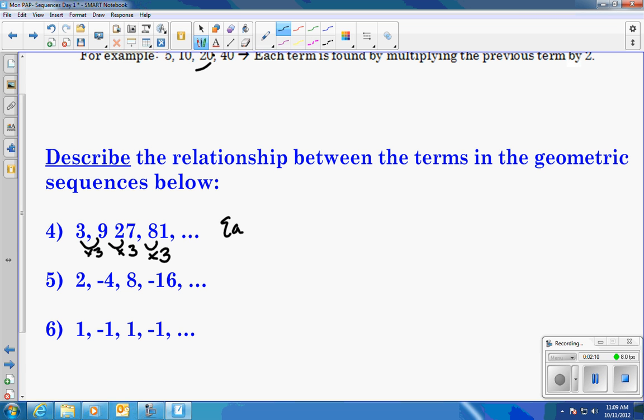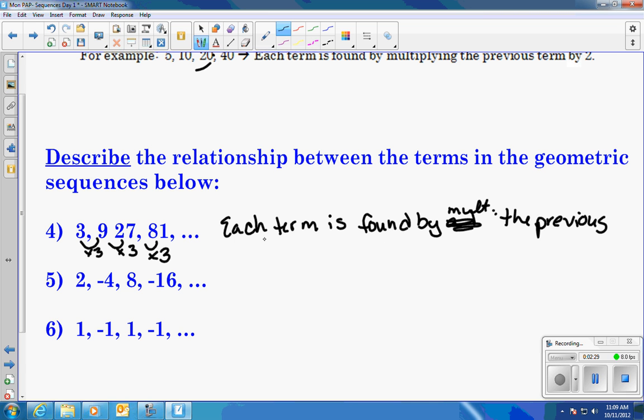So each term is found by multiplying the previous term by 3. So this is the expectation of how you should describe this, and I'll abbreviate for the next ones.